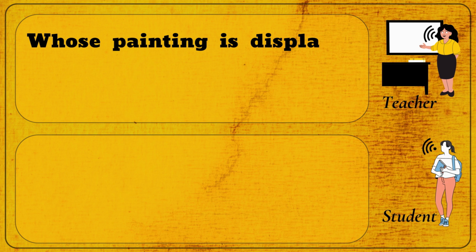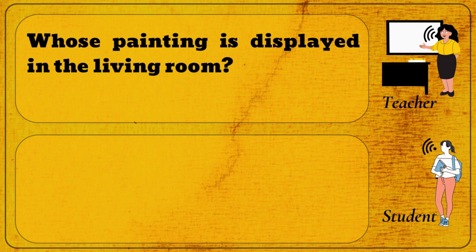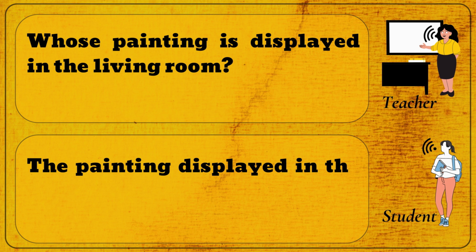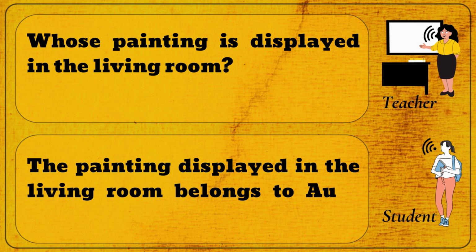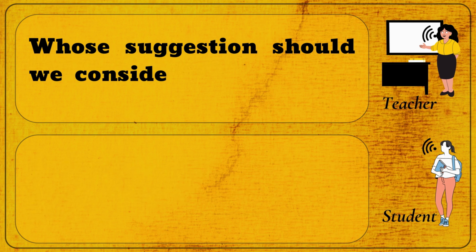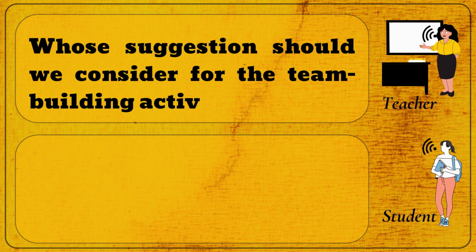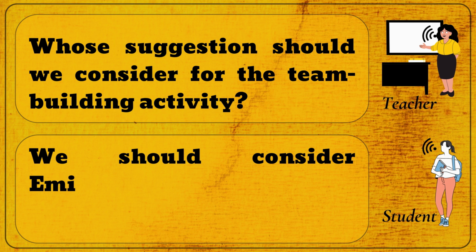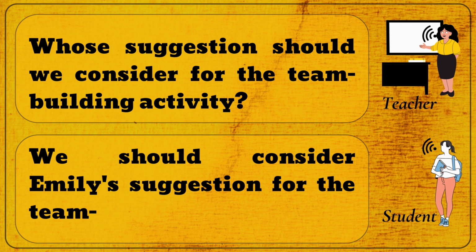Whose painting is displayed in the living room? The painting displayed in the living room belongs to Aunt Carol. Whose suggestion should we consider for the team building activity? We should consider Emily's suggestion for the team building activity.